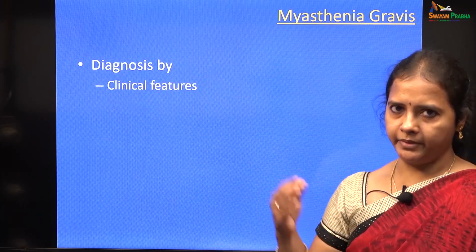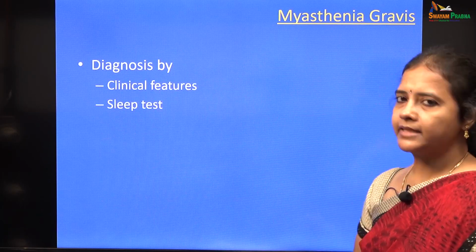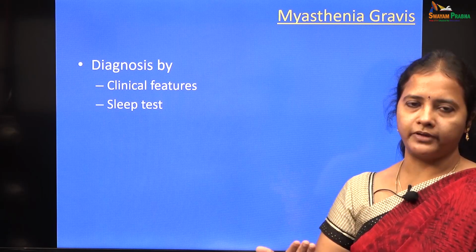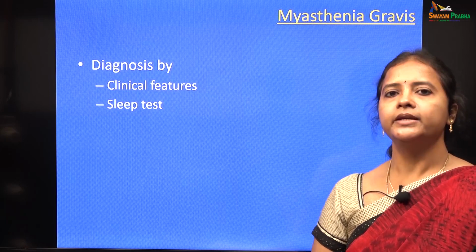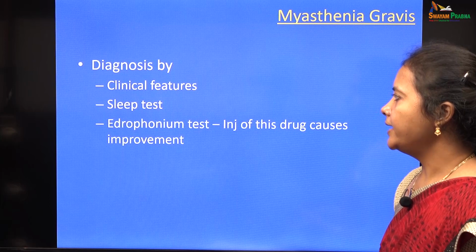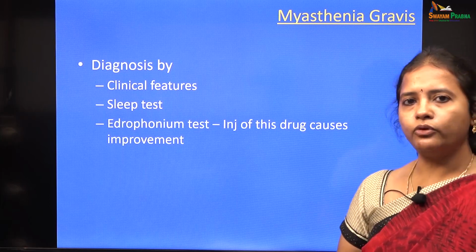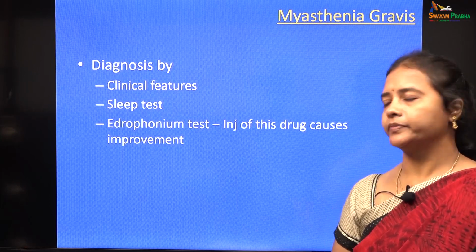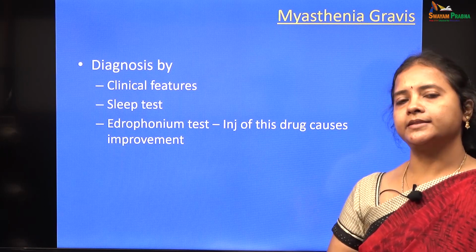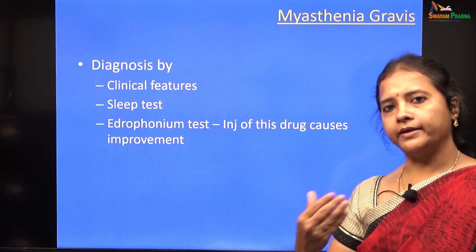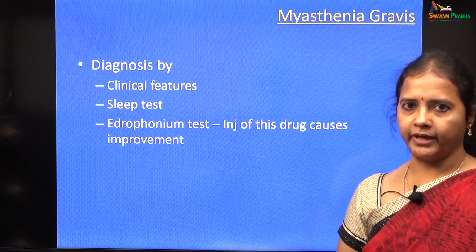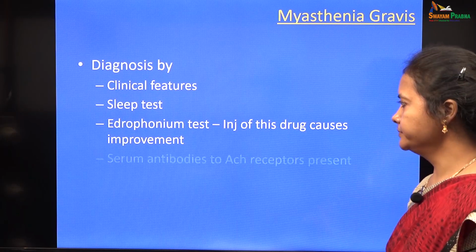Diagnosis is usually done by means of clinical features and the sleep test, where the patient will be asked to sleep for some time. Once they get up, the drooping of eyelids will improve, the ptosis improves. That means it can be a diagnosis of myasthenia gravis. And there is a test called the edrophonium test; this drug blocks the acetylcholinesterase enzyme, so it makes the acetylcholine available for a longer time. The weakness improves, so that can be used as a confirmatory test for diagnosis of myasthenia gravis.